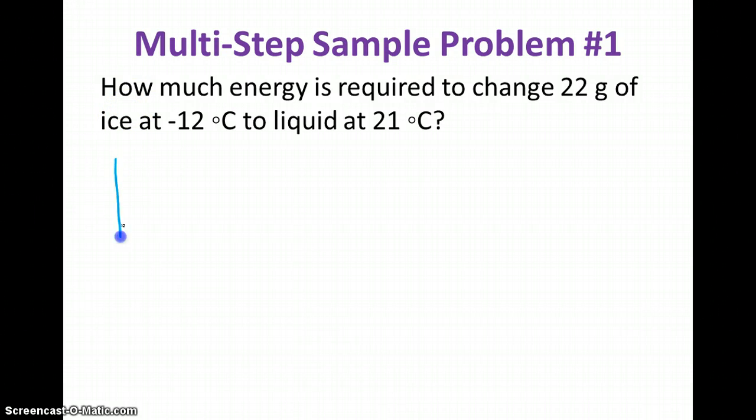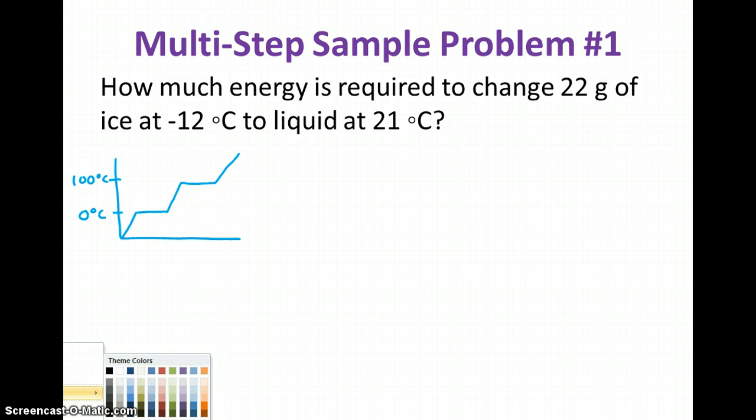I'm going to draw a very simple phase change diagram. I need to be familiar with this shape here, okay? I know that right there and right there are two important values. Right there is the melting point for water. That's 0 degrees Celsius. Right here is the boiling point for water. That's 100 degrees Celsius.